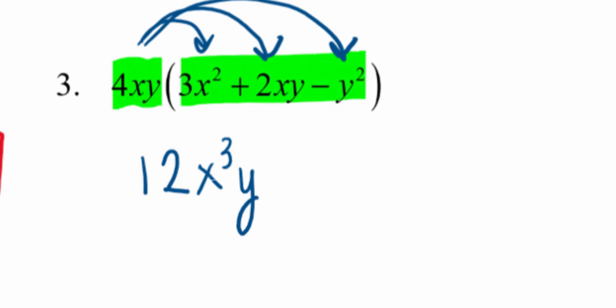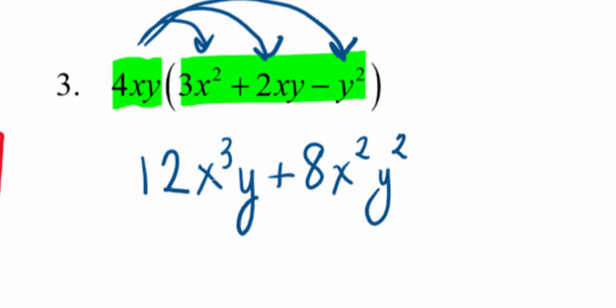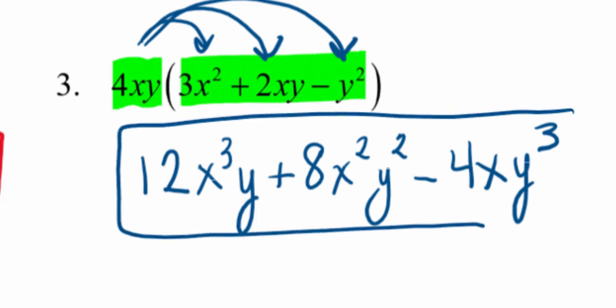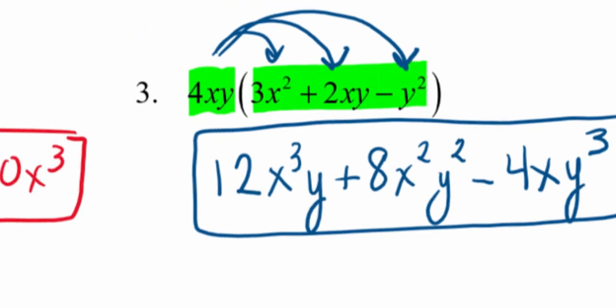Now we multiply 4xy times a positive 2xy. We get that 4 times 2 is 8. X times x is x squared, and y times y is y squared. And for the final product, we get negative 4 times negative 1 is a negative 4. There's no x, so we're just going to bring over the x from the 4xy, and then y times y squared is y to the third. None of these terms are like terms, so this is our final answer.